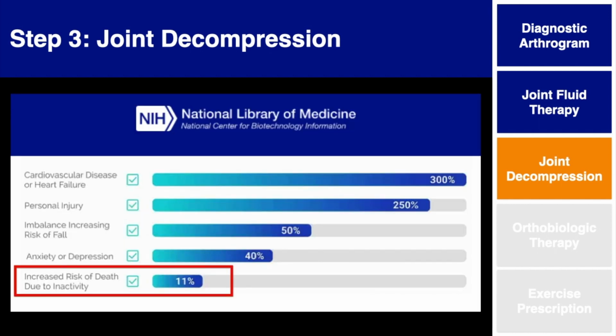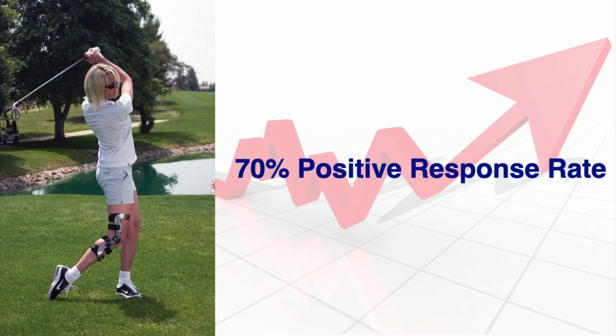And the importance of staying active can't be overemphasized when the National Library of Medicine reports that you're 11% more likely to die from being inactive. So, assuming you are a candidate for treatment, you can expect up to a 70% improvement in your condition, which could be all the difference you need in order to return to the activities you enjoy.